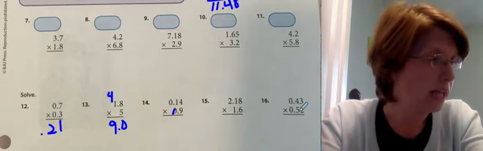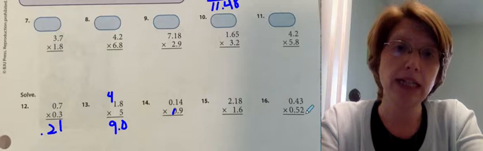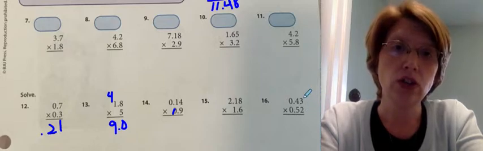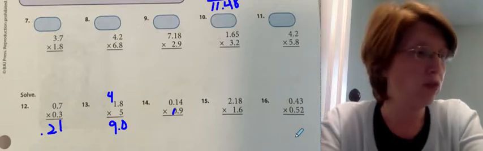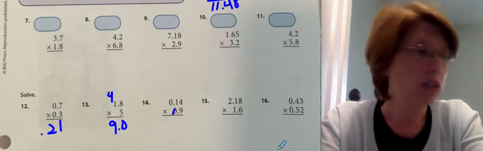Now look at this one. How many numbers need to be behind a decimal here? 1, 2, 3, 4. So make sure you move over 4 places to put your decimal.